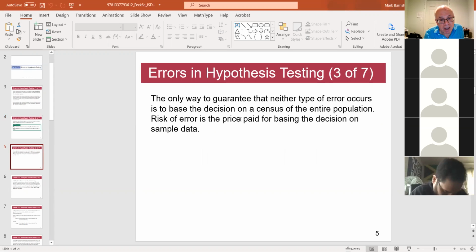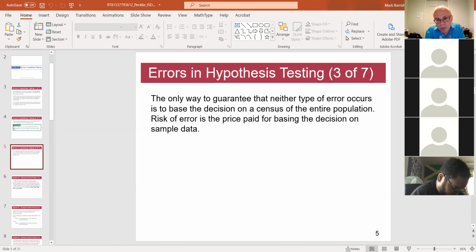Now, there's no way of determining whether you have a type 1 or type 2 error, unless you take a census. Remember, a census is where you're asking everybody in the population for the answer, or measuring something, for everybody in the population.